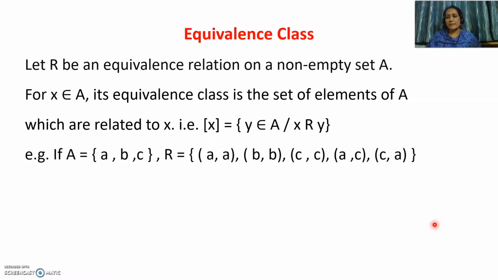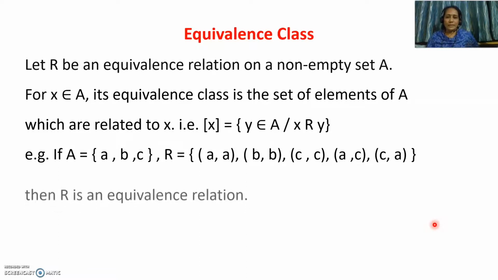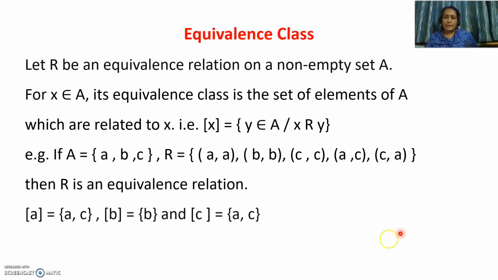Now we take another example. Set A consists of elements a, b, c, and R is the relation defined on set A as (a,a), (b,b), (c,c), (a,c) and (c,a). In this relation, we can find the equivalence class. The equivalence class of a is equal to {a, c}. That is, a is related to a and a is related to c, and therefore the equivalence class of a consists of a and c, two elements.